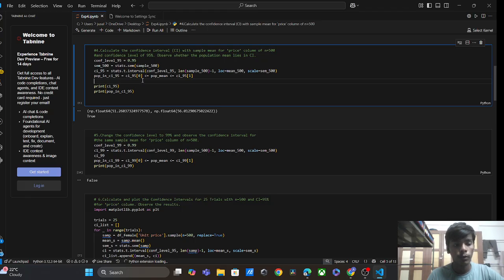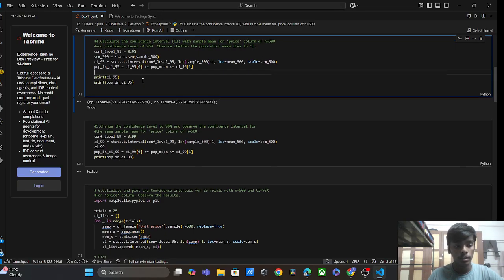Now for the fourth question, we create a 95% confidence interval for the sample mean from 500 samples using the formula with standard error. We check if the population mean lies within our confidence interval. It does. If it does, it means our sample mean is a good estimate.